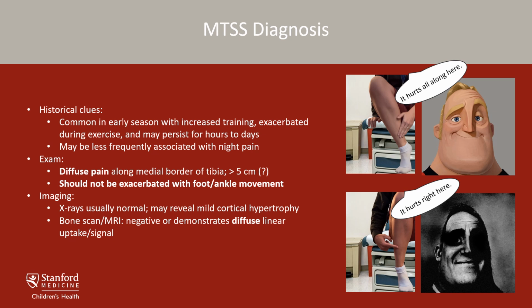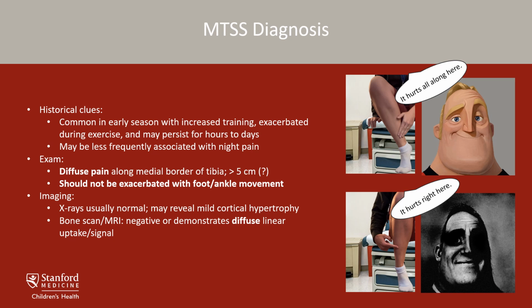On exam, diffuse pain is going to be more reassuring for that benign diagnosis of MTSS, and focal pain is more concerning for a specific bone stress injury site instead of the diffuse periostitis. There is a suggestion that 5 centimeters or more could be considered as a threshold for what is diffuse versus focal, but in my research, this number seems arbitrary and doesn't seem associated with MTSS versus bone stress injury likelihood. I couldn't find any studies to explain this number.